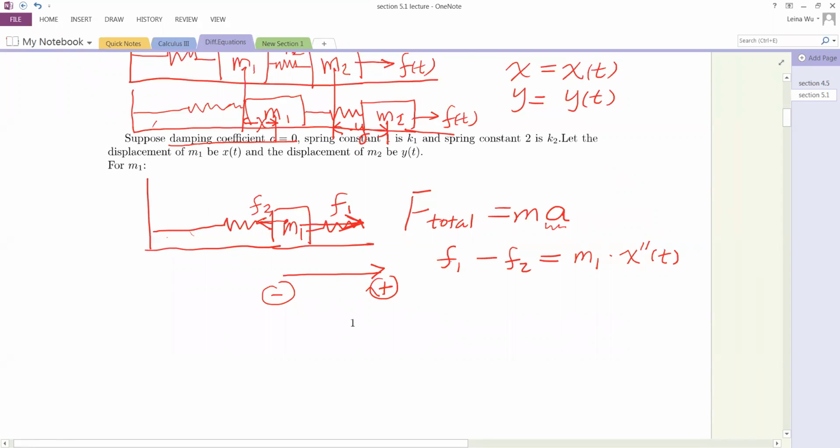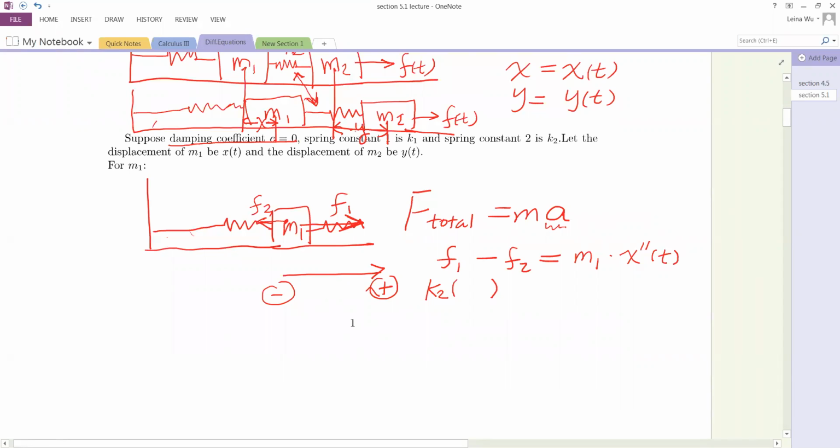So F1 basically is from the spring number 2, right? The spring number 2. So let's think about the spring number 2. Okay, the spring number 2 is here. This is the spring number 2. Can you guys see my mouse? Yeah. Okay, spring number 2 has spring constant K2, right? K2. How much has it been stretched? I mean, the spring number 2.